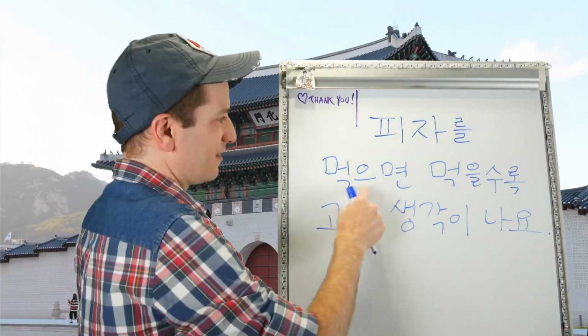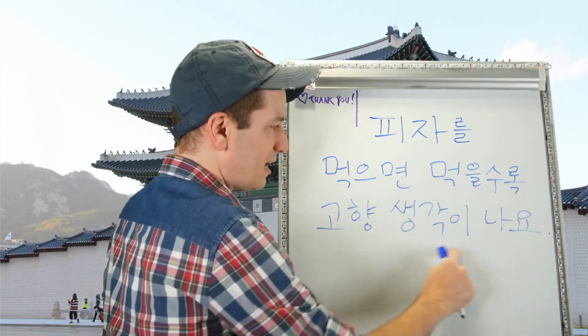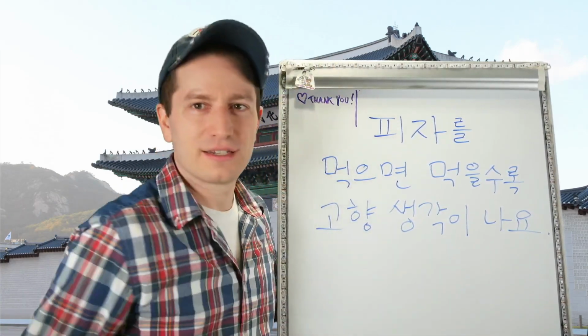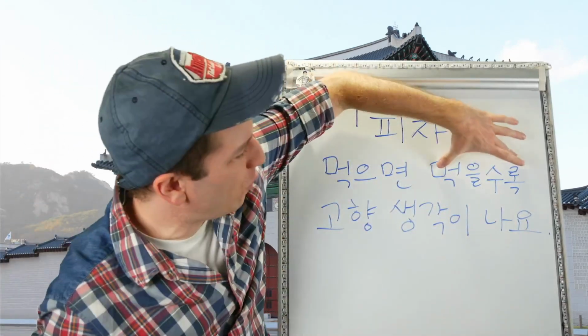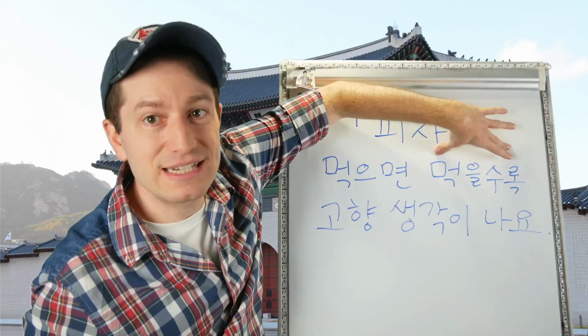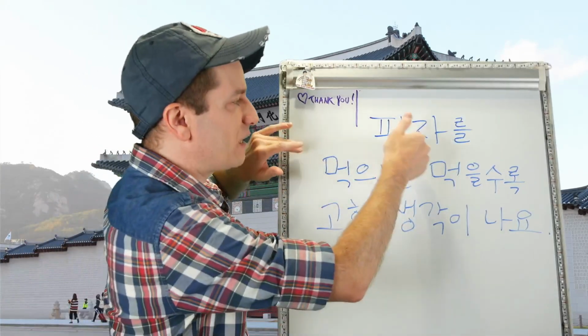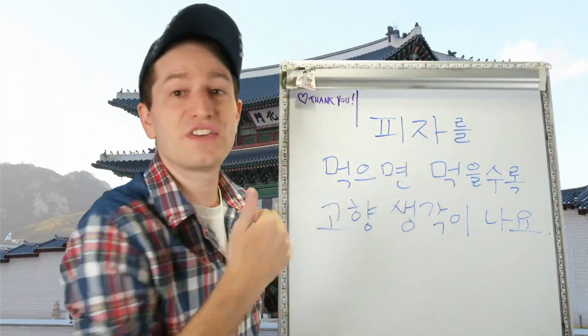Okay, so let's do an example sentence. 피자를 먹으면 먹을수록 고향 생각이 나요. 피자를 먹으면, if or when I eat pizza. 먹을수록. This is all of the forms, meaning it's all contained within here. This part is simply optional. 피자를 먹으면, to emphasize that.